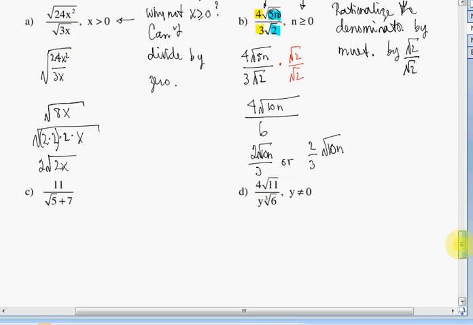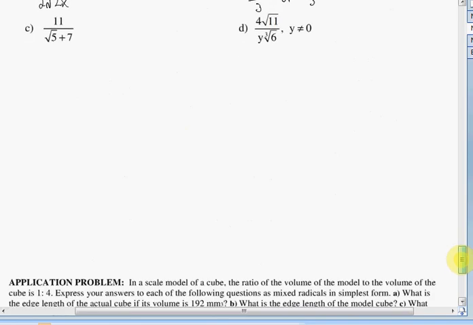Okay, let's try example C. Now notice we have a binomial in the denominator. When you have a binomial in the denominator, okay, you should be thinking this. Okay, binomial. That means I need a conjugate.